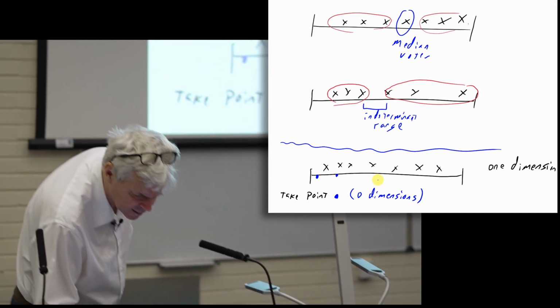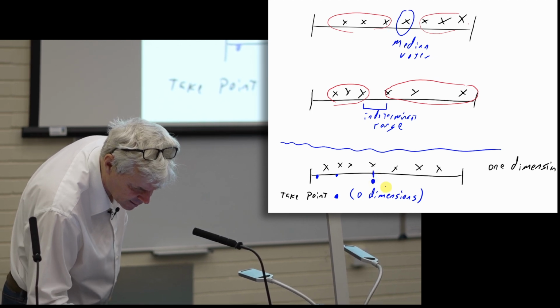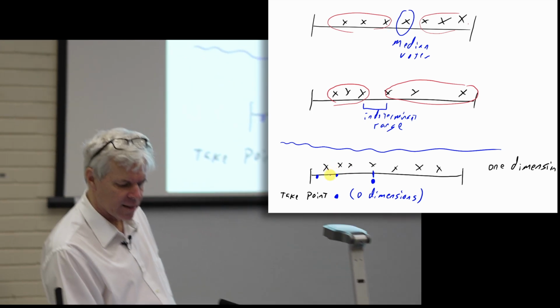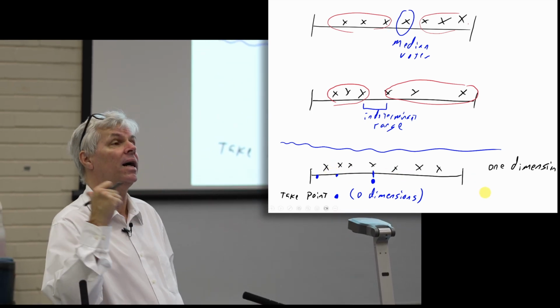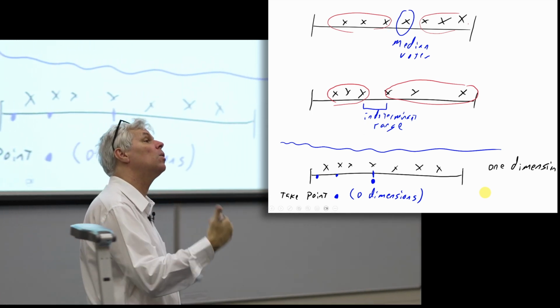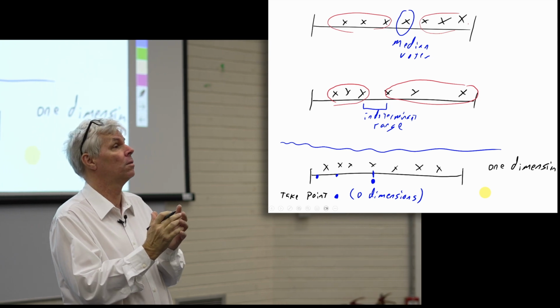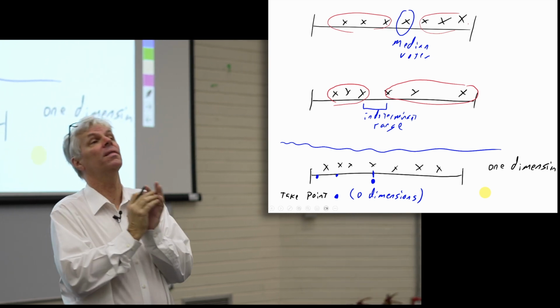And I keep doing this until I get to here. And at that point, I've got 3 guys to the left and 3 guys to the right. I've achieved my goal. And there's only 1 point in this particular example that does it. And so that must be our median voter, right? Okay. So we think about it that way.